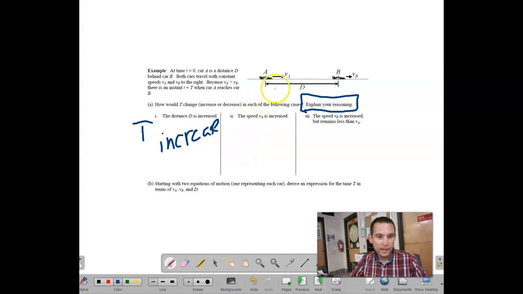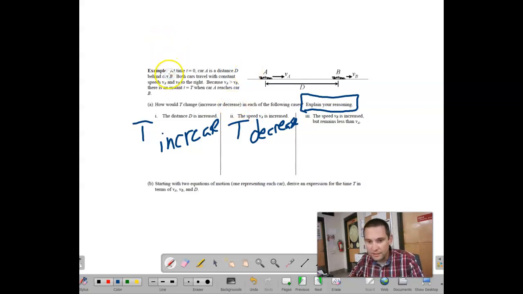The speed VA is increased. So if we increase this, then T is going to get smaller. So it'll decrease. And that's because it's going to take less time to go the same distance faster, right? So you're covering the same distance, but you're moving at a greater speed, so the total time is going to be smaller.